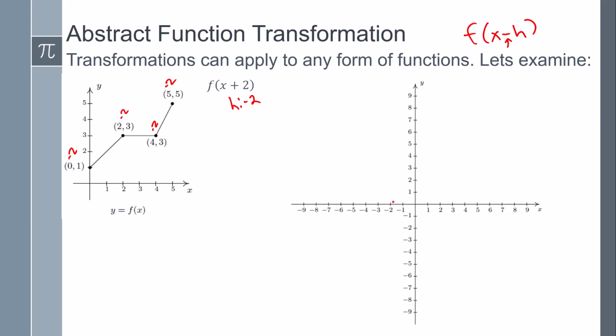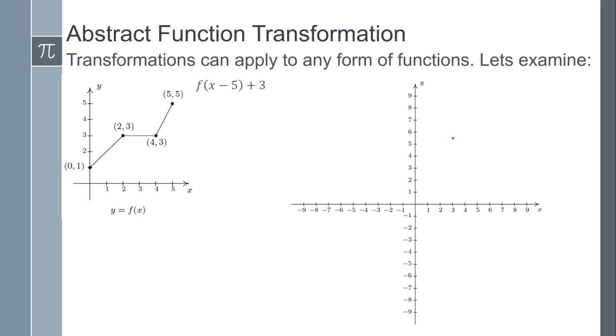So that's going to become (-2, 1). It's going to become, so it's at (2, 3). So that's going to be minus 2. So it'd be (0, 3). And then (2, 3). And then minus 2 from 5. So that's going to give us 3. And so that's going to be (3, 5).